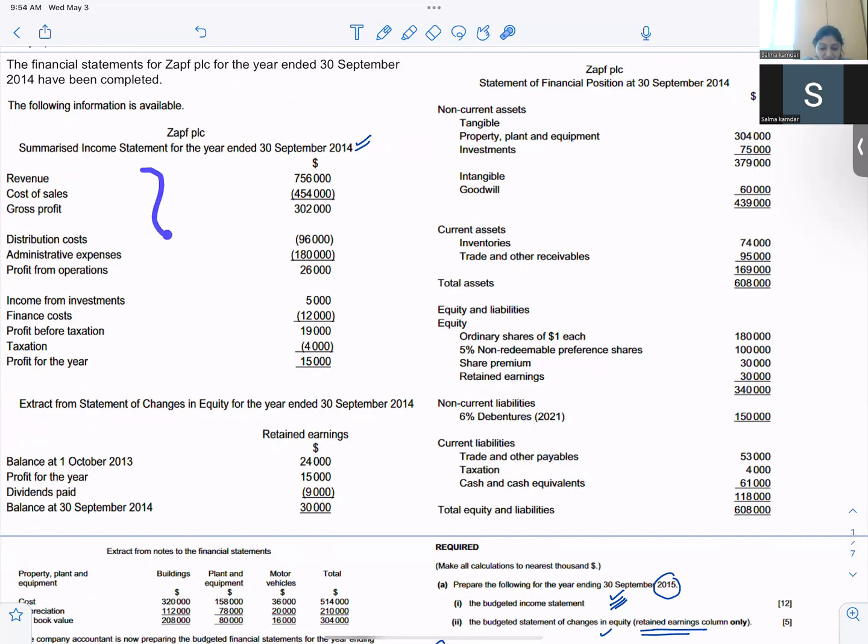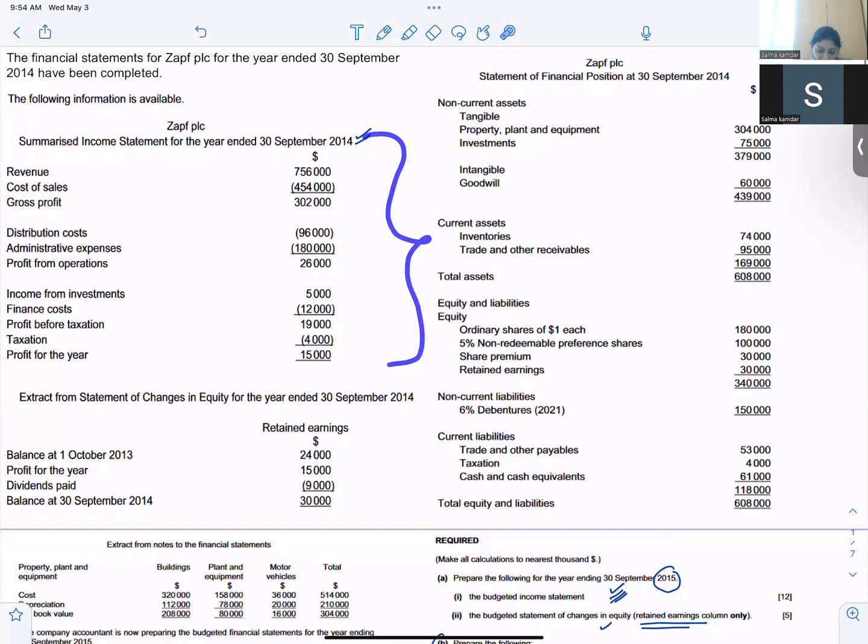They have also given us the format of the income statement, that is revenue minus cost of sales gives you gross profit. Then you have minus the administrative expenses minus the distribution costs. You will get profit from operations, add the other income from investments, minus the finance cost. You will get profit before tax, minus the tax. You will get the profit for the year. This is your income statement of 2014.